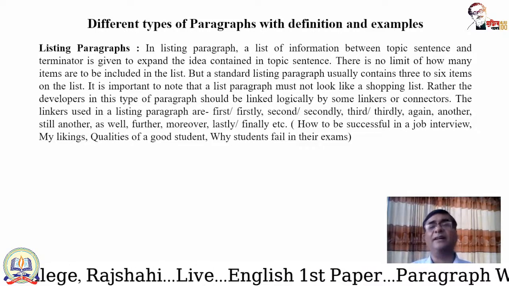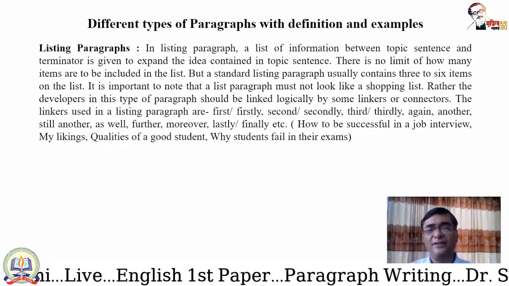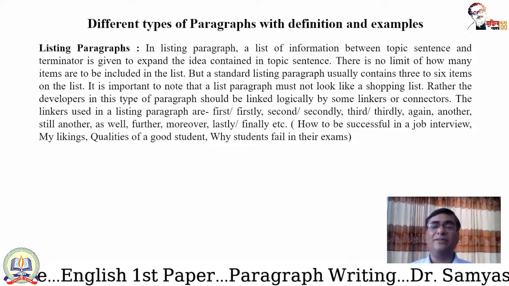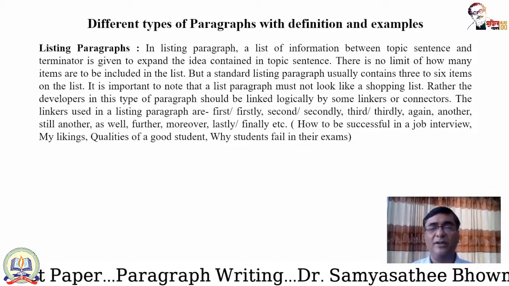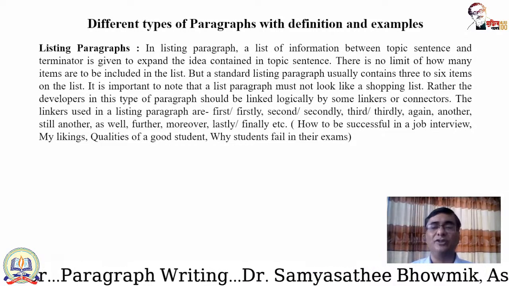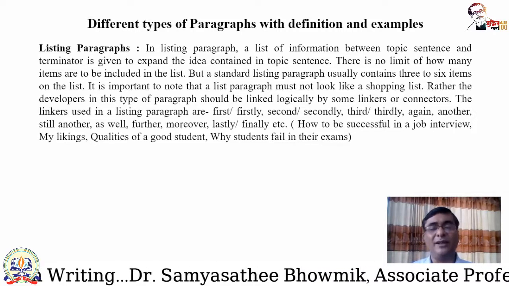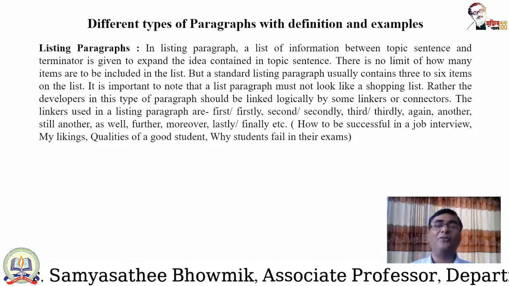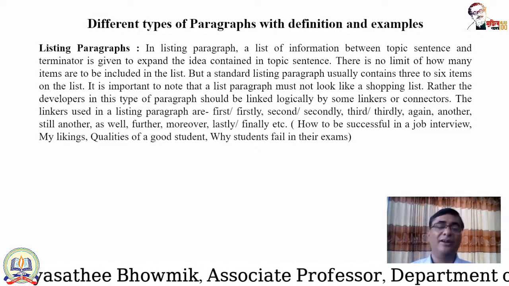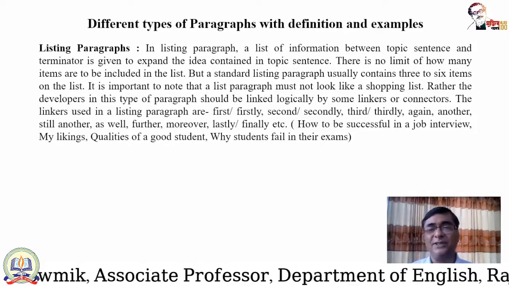So these are the connectors that we frequently use in listing paragraphs. Why? Let's look at the example: how to be successful in a job interview. When you are asked to write a paragraph on how to be successful in a job interview, just try to understand what you are asked to do. You are just asked to prepare a list of the criteria, or a list of the necessities to be successful in an interview.